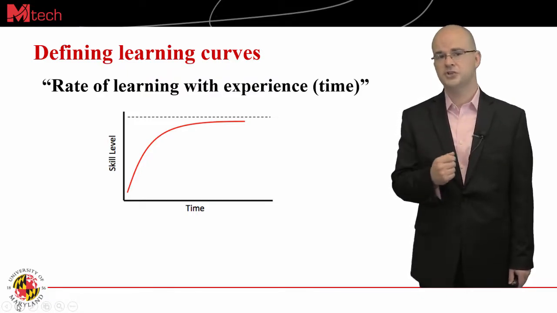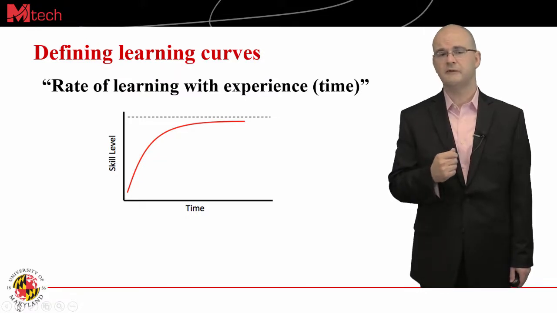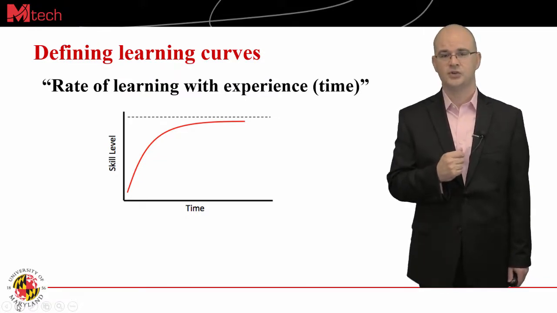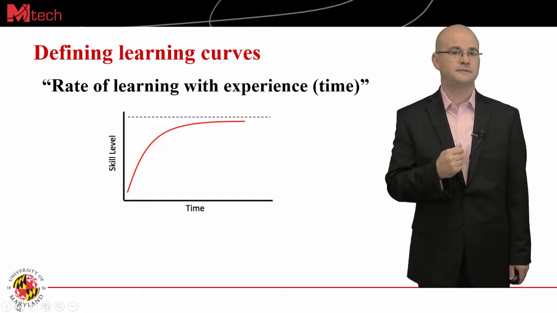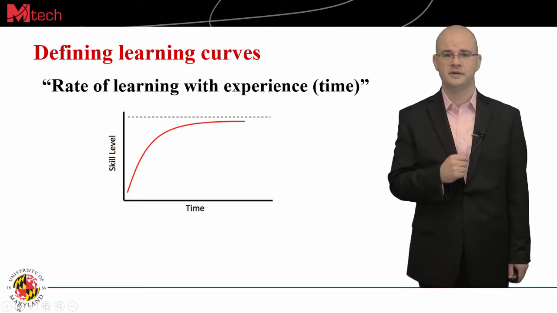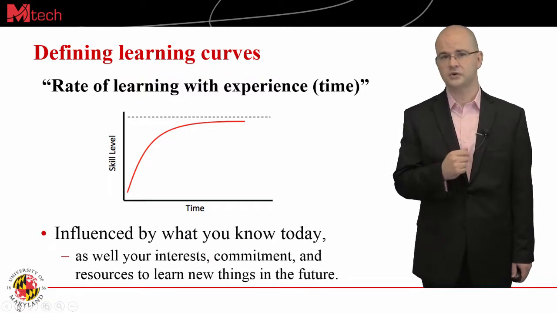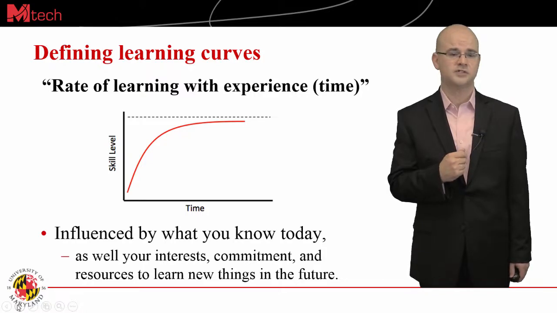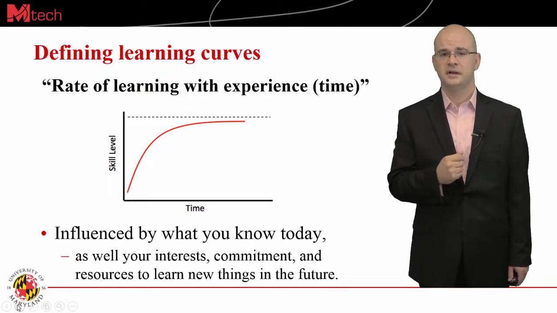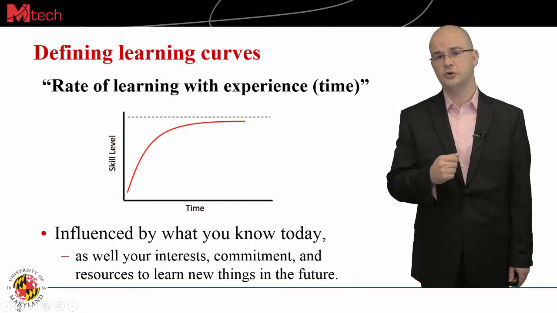To be a championship world-class tennis player, it's about 15 years, which to reach your physical peak of late teens or early 20s, you need to start playing at 5 or 6 years old, if not earlier. It takes a long time to be world-class. In the business context, when we think about learning curves, we want to recognize that it's influenced by what you know today. It's influenced by your interest, your commitment, and your resources for learning new things in the future.